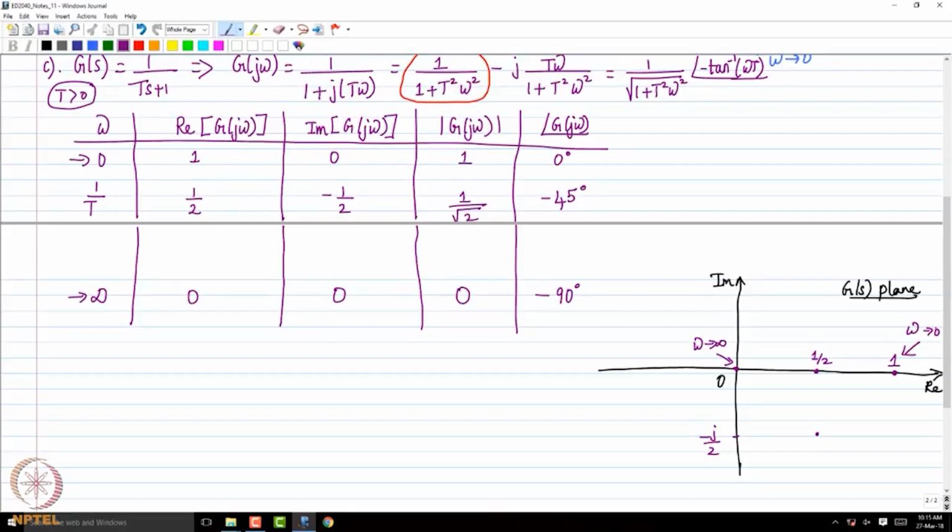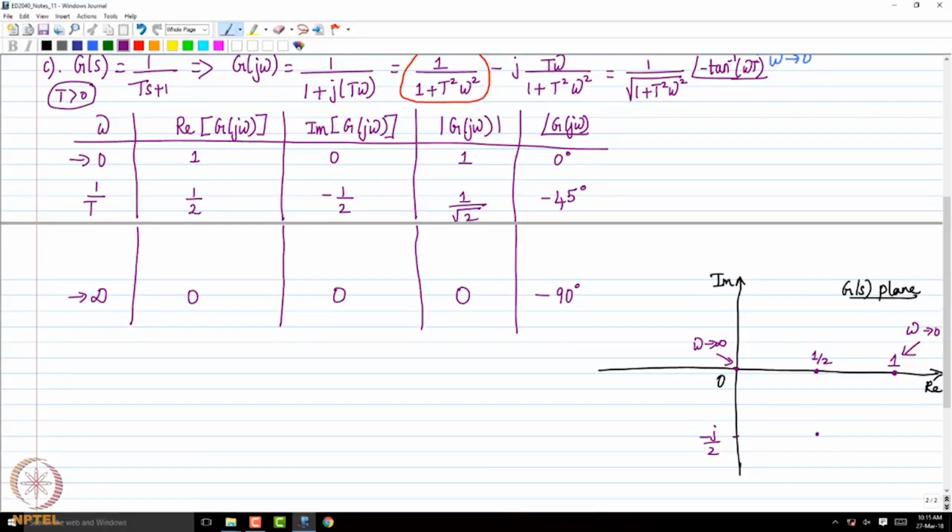Now, what happens to the Nyquist plot of this particular factor? We have identified 3 points. Now, I need to draw a curve which passes through these 3 points. Of course, given these 3 points I can draw so many curves, right.